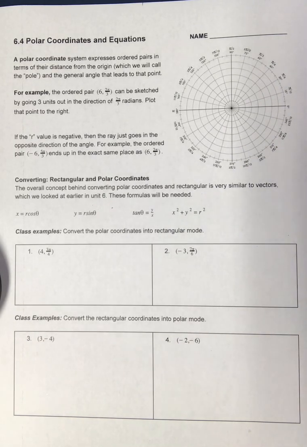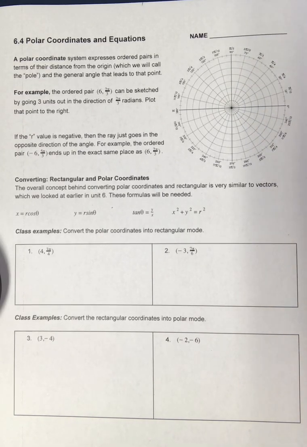The idea is that you've always plotted points, right? The ordered pair 3, 4 on a rectangular grid where you'd go over 3 and up 4. Well, there's another way you can do it too. It's over a polar axis, and you can describe a point by its radius, how far away from the origin it is, and the angle it would take to get there.